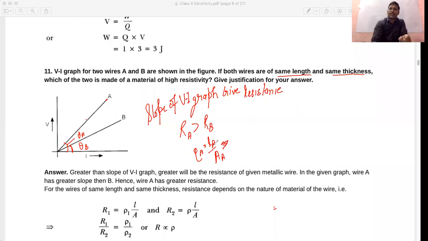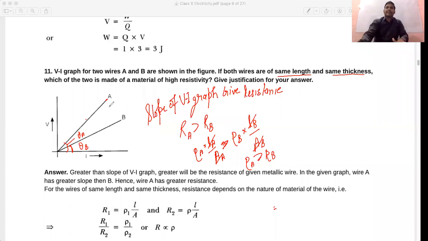Rho is equal to rho A LA by AA, and this will be rho B, that is resistivity, length of B and area of cross section of B. They have already given that there will be the same length. If it is the same length, then you can see here these can be cancelled out. The length will be equal and cancelled out, and same thickness, then area will also be cancelled out. So the resistivity of A will be greater than the resistivity of B. Now it becomes clear.